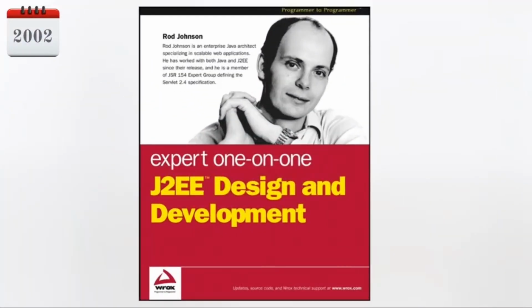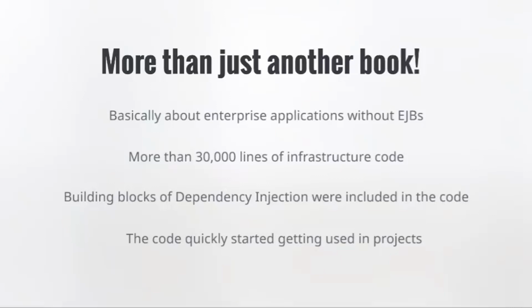In 2002, everything started to change when Rod Johnson wrote this book, J2EE Design and Development. Basically, this book was about writing Java enterprise applications without using EJBs. The book came with a CD that contained more than 30,000 lines of code. That code contained the foundations of dependency injection that we still use in Spring to this date. The code in that CD very quickly became popular and people started using it in their own real-world applications.